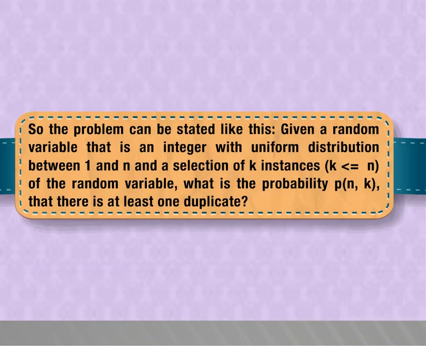So the problem can be stated like this. Given a random variable, that is an integer with uniform distribution between 1 and n, and a selection of k instances of the random variable, where k is less than or equal to n, what is the probability P(n, k) that there is at least one duplicate?